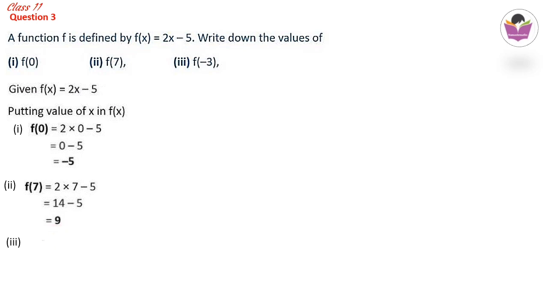And the third one is f of minus 3. So that question you have to try as homework. Next we shall discuss question number 4.